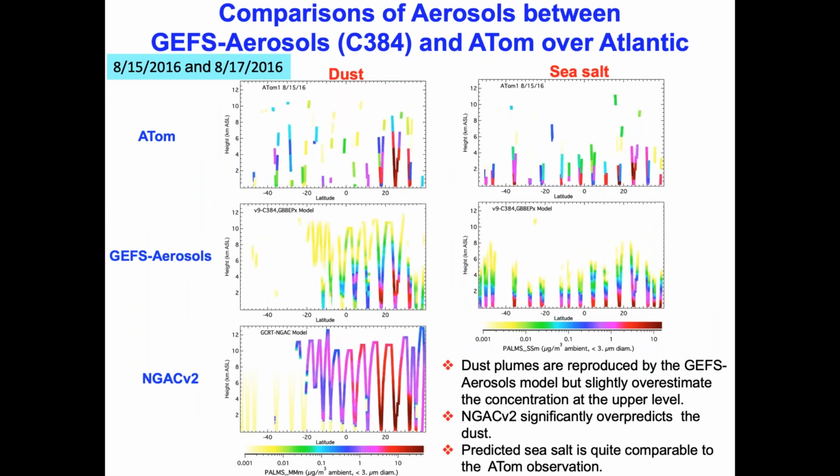So here is the comparison in the same areas for dust and sea salt. For the dust, we also have the NGAC result included for comparison. You can see that the dust plume is reproduced by the GEFS aerosols model, but with a slight overestimate of the concentration at upper levels like here. But we can capture this dust plume as in ATom. However, the NGAC prediction is overestimated almost everywhere for the dust. And for the sea salt, the GEFS aerosol prediction is quite comparable to the observation.